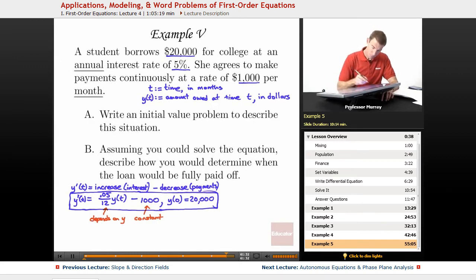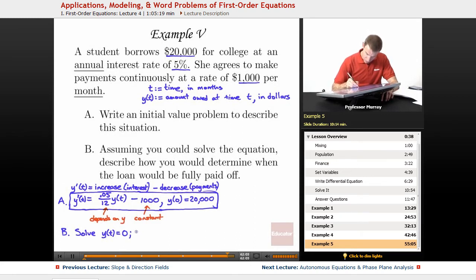So that was our answer to part A right there. For part B, what you would do is you would solve... Well, we want to figure out when the loan will be fully paid off. So we want to figure out when she owes $0. Well, y of t is the amount she owes, so you would solve y of t is equal to 0. And so that'll tell you what the time will be when she owes $0.